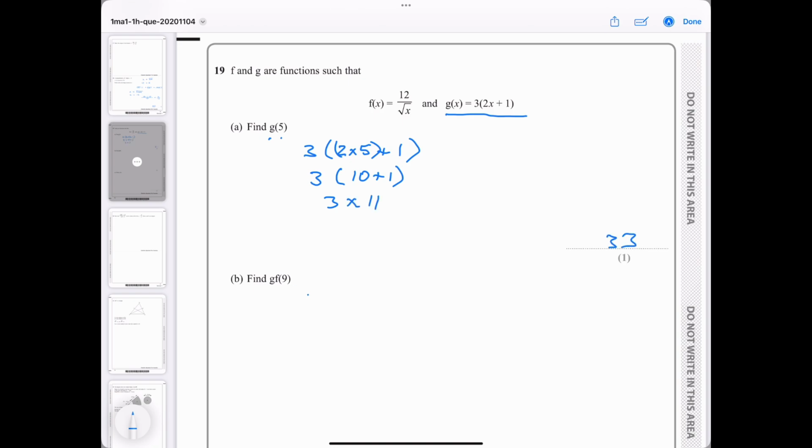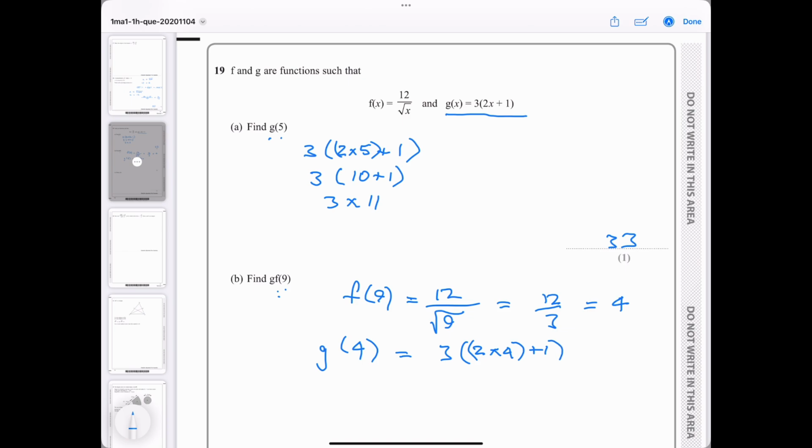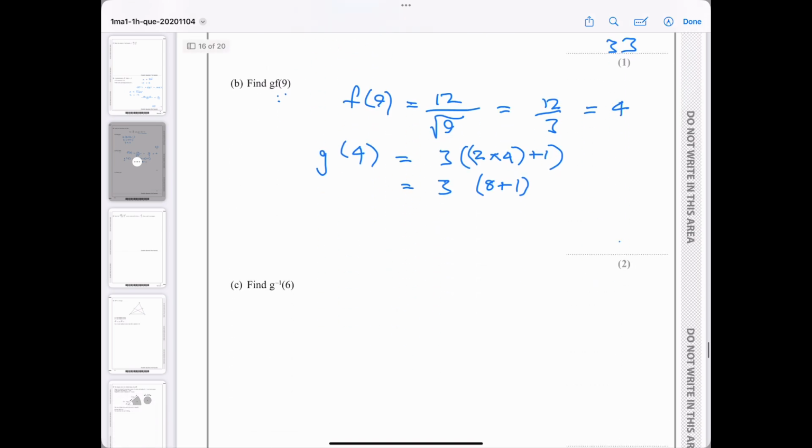Now, we're going to do gf of 9. So this one's going to be slightly more complicated because it means put the 9 into the f and then put your result into the g. So we're going to start off with f of 9 equals 12 over root 9, which equals 12 over 3, which equals 4. Now we're going to take the 4 and put it into g. So g of 4 equals 3(2 times 4 plus 1) equals 3 times 8 plus 1, which, as we know, is 3 times 9, which is 27.